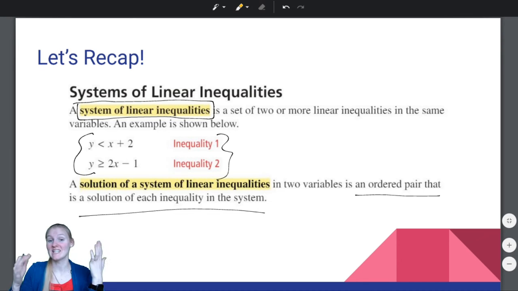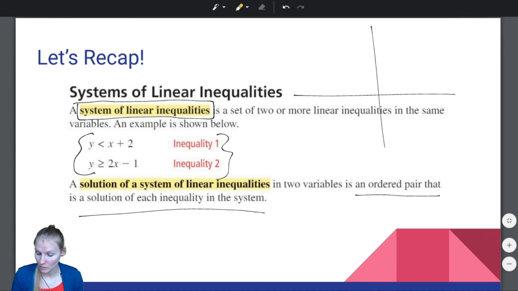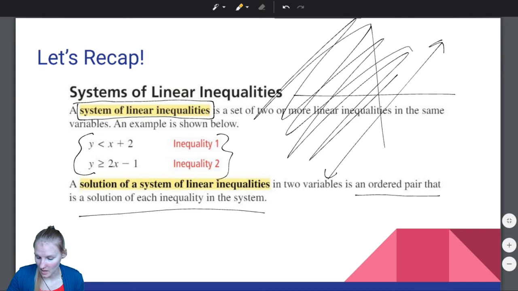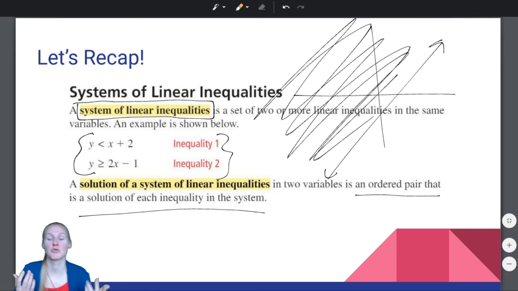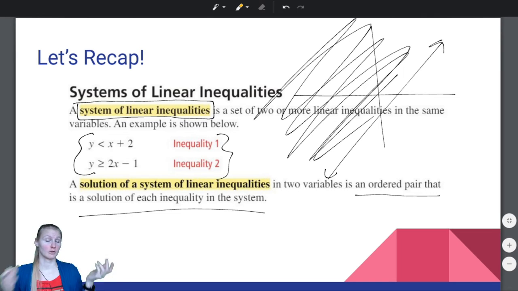And what would we need? What would it look like for a system of linear inequalities? What would the graph of that look like? And what would a different number of solutions look like? What would it look like for there to be no solutions? What would it look like for there to be infinitely many solutions?